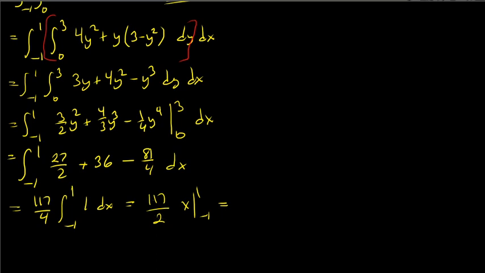Oops. That 2 should have been a 4, because when you multiply by 2, it'll end up being a 2. So 117 over 4 times 2 is 117 over 2, or, if you prefer, 58.5.